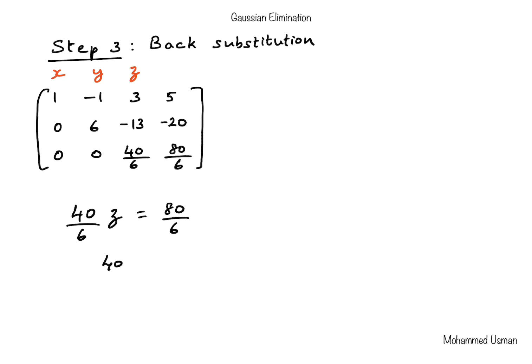So that means we can multiply both sides by 6. 40z is equal to 80. So that corresponds to z equals 2. And if you recall, for these equations, when we solved it previously using the matrix inversion method as well as the Cramer's rule, we got the answer as x equal to 0, y equal to 1, and z equal to 2. So we've got the z equal to 2 here. Now we will substitute this value of z in the second equation, which contains y and z, and solve for y.